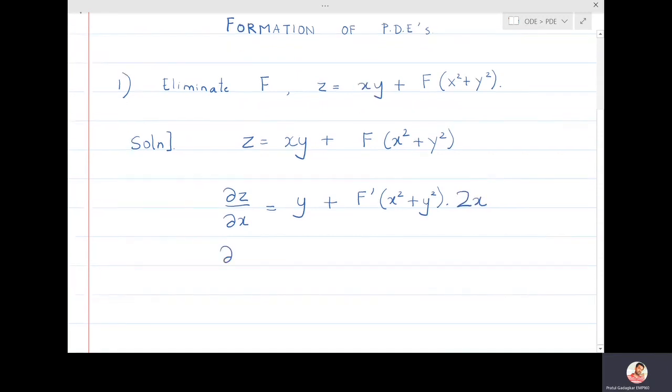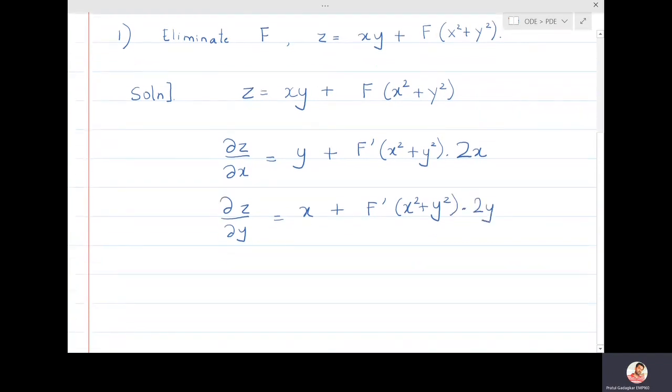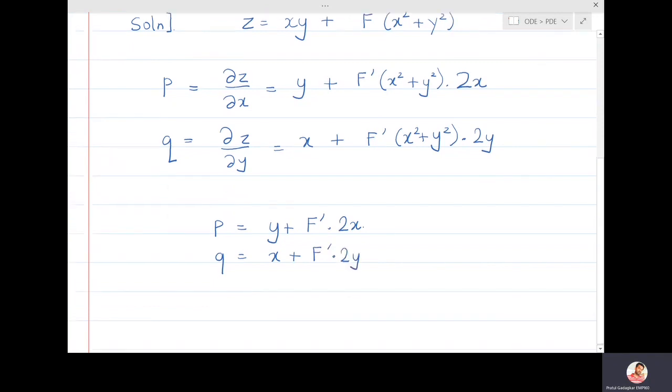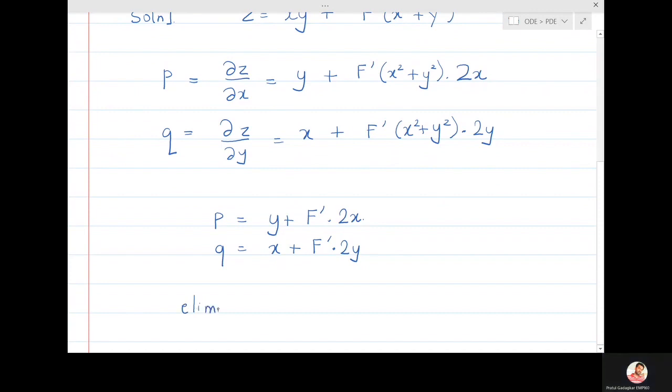Then ∂z/∂y will be, similarly, x plus f dash of x square plus y square into 2y. This ∂z/∂x we represent by p, and this ∂z/∂y we represent by q. So we get that p is equal to y plus f dash into 2x, and q is equal to x plus f dash into 2y. Can we eliminate f dash from this?